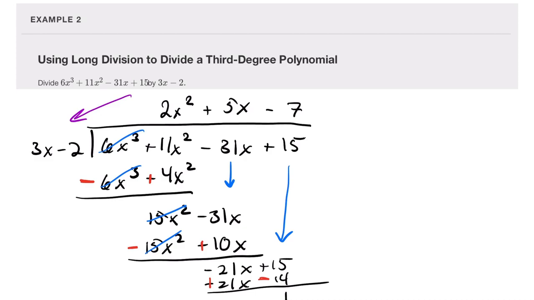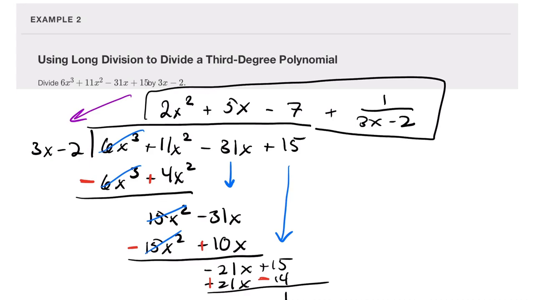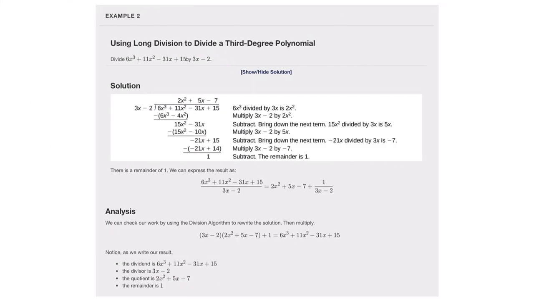Okay, so one way that we can write the remainder, we could either put r equals 1, or we could say plus 1 over 3x minus 2. So we got 2x squared plus 5x minus 7 plus 1 over 3x minus 2. That's correct.